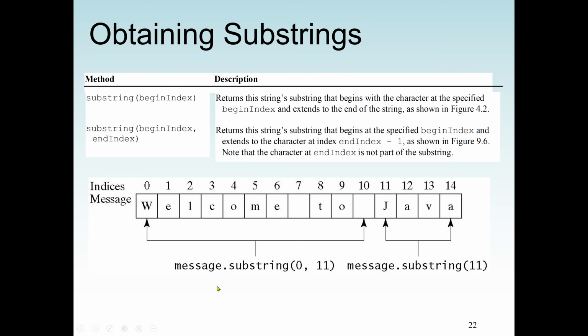A very good example here: message.substring(0, 11). 0 means we start from the beginning, but we have to end at 11. So 11 will give us 10, from 0 to 10, so we end it.